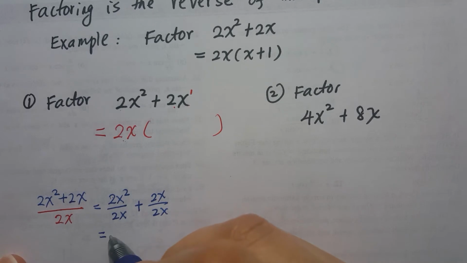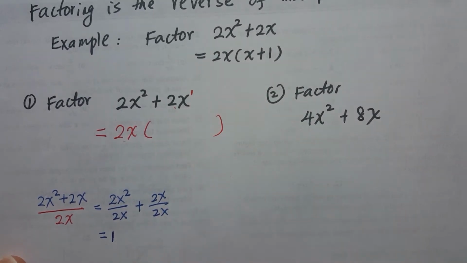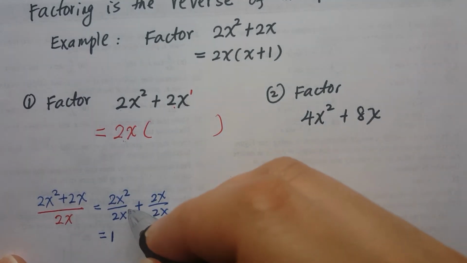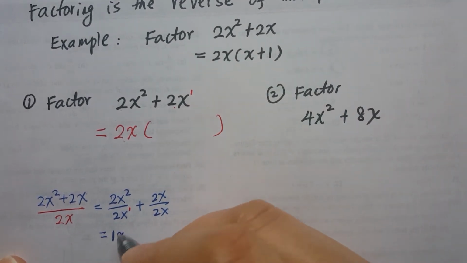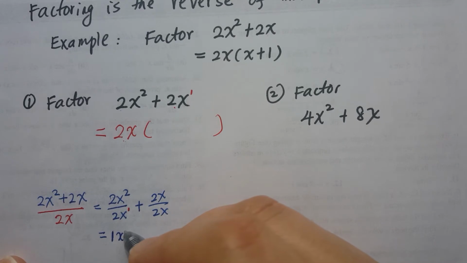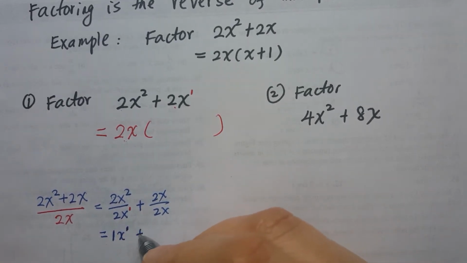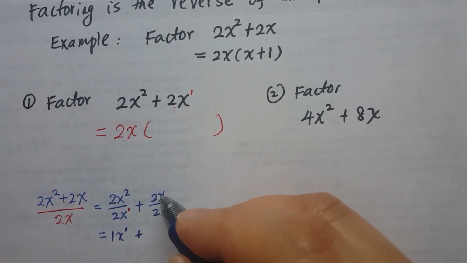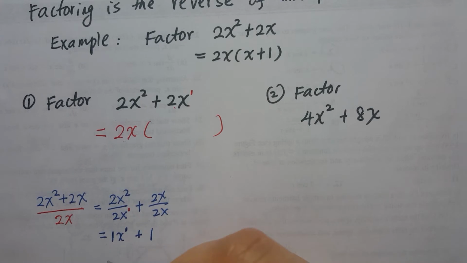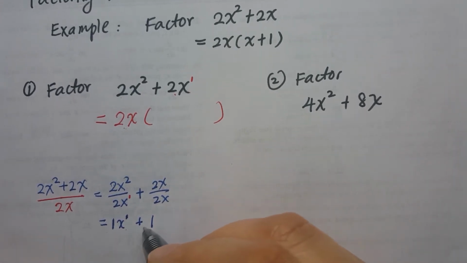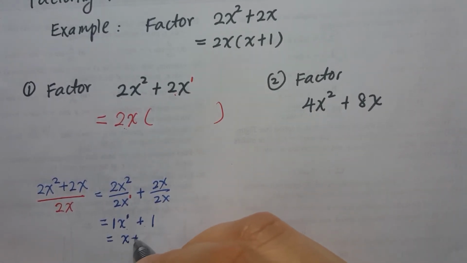2 divided by 2 is 1. Now you get x squared over x. In division, we subtract the exponent. So we're going to write x, since 2 minus 1 is 1. Now plus sign. 2x divided by 2x, a number divided by itself is 1. 2x divided by 2x is also 1. So now we have 1x plus 1, which is x plus 1.